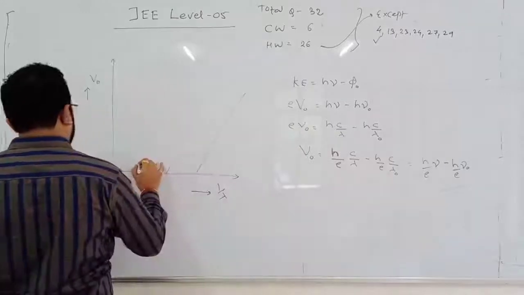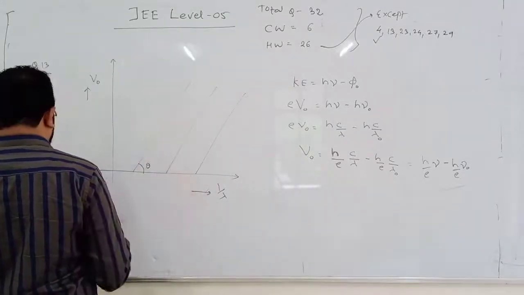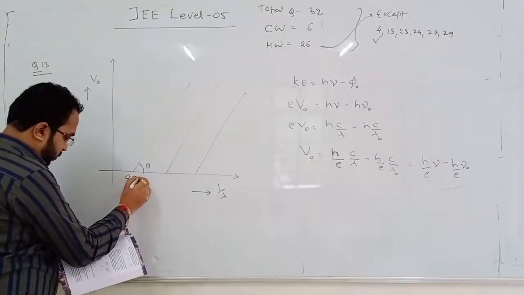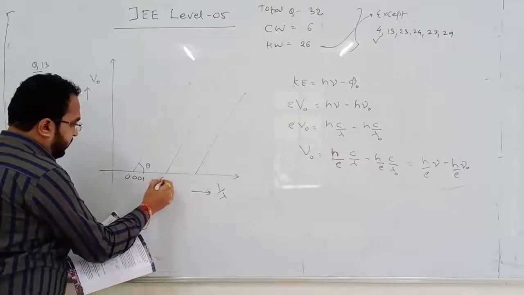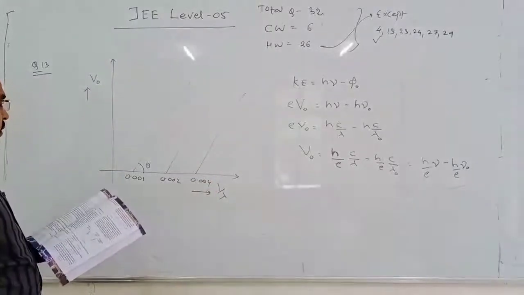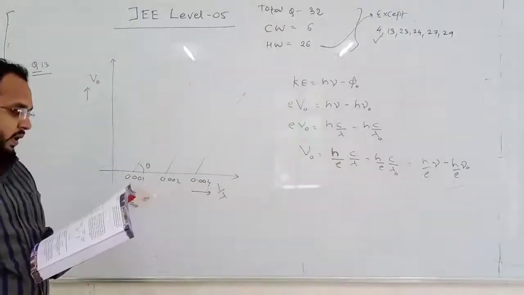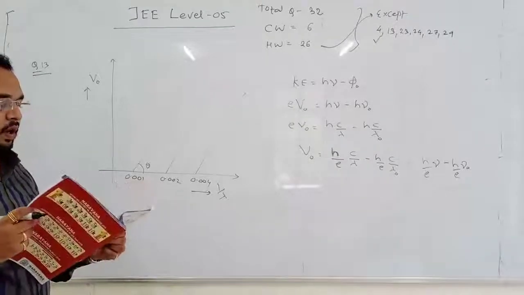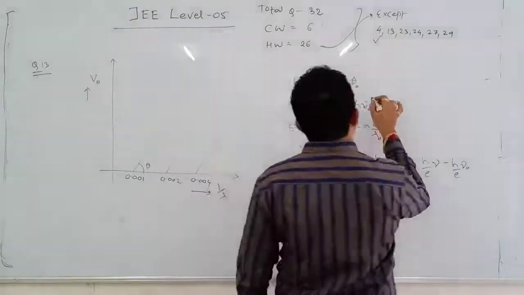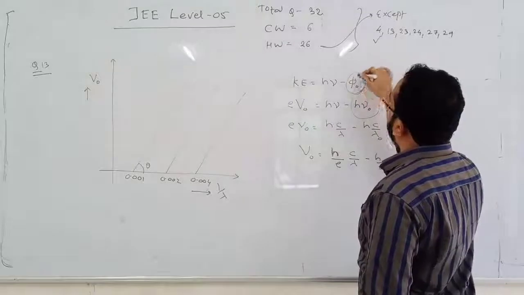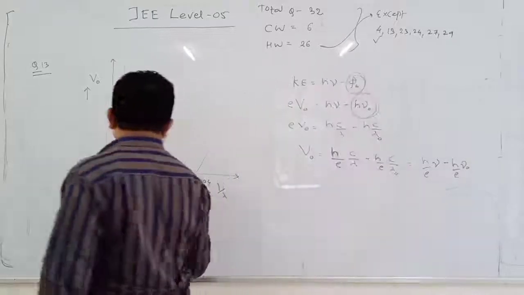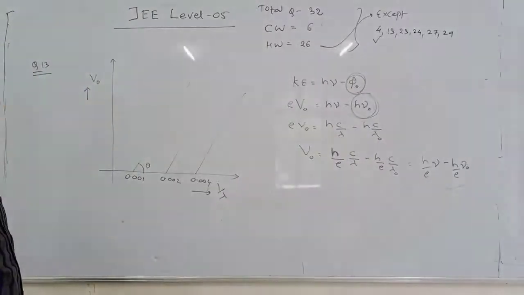Graph is given. Here it is theta, that is the angle, and the values are 0.001, 0.002, 0.004. Now, in the first option, the ratio of work function is asked. Ratio of work function depends on what? This is the work function phi naught. So phi naught depends on h mu naught, and these are the values of mu naught.